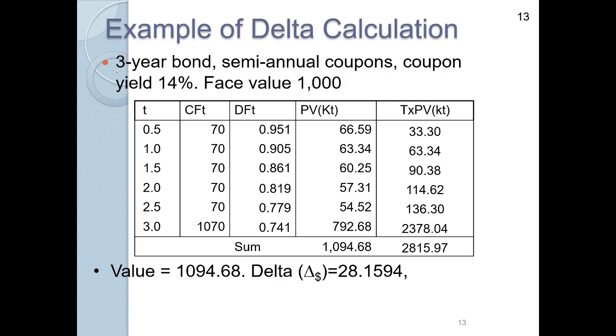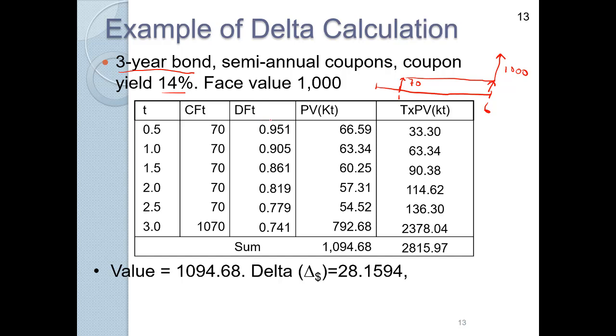So here we have a 3-year bond. It pays semiannual coupons. The coupon yield is 14% and the face value is 1,000. Now, because this thing pays coupons twice a year and it's a 3-year bond, in total we're going to have 6 coupons. Coupons are going to be $70, all of them. And then the last one is going to include also the face value. These are the cash flows, 70 all the way and then 1070.